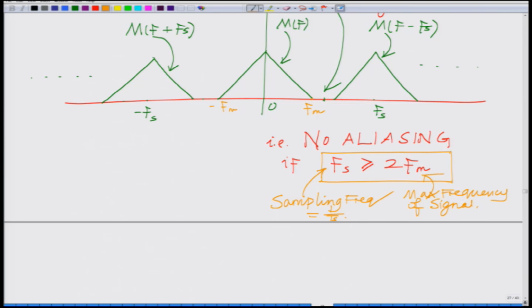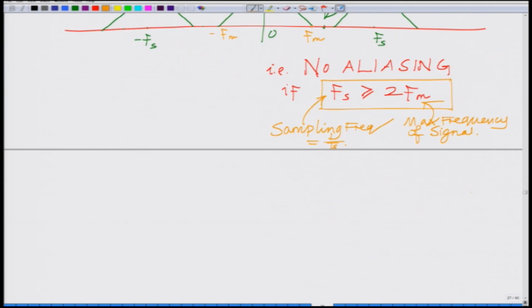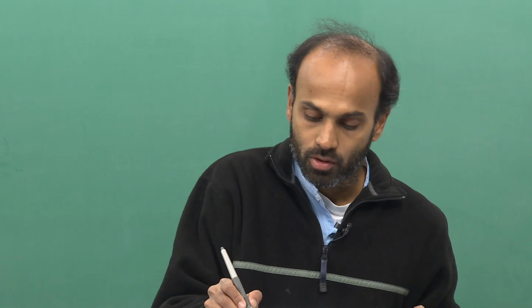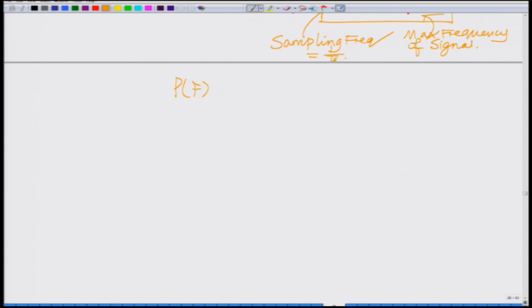Now, we need to find P of f. P of f is the Fourier transform of the pulse p of t. So, we need to find P of f, which is basically the Fourier transform of p of t.